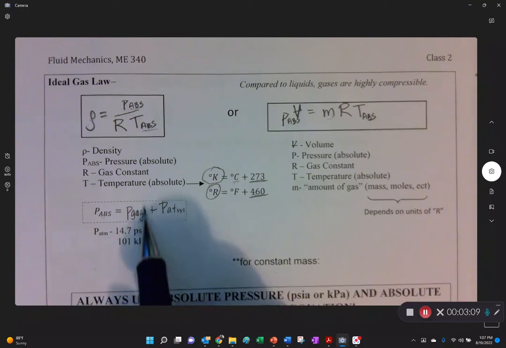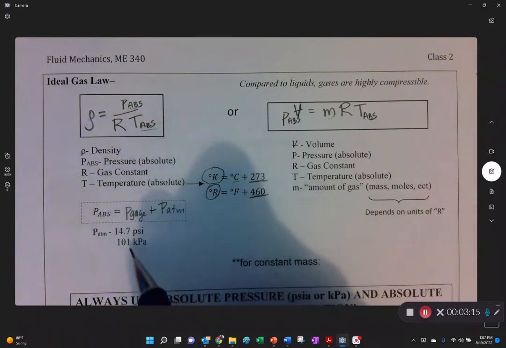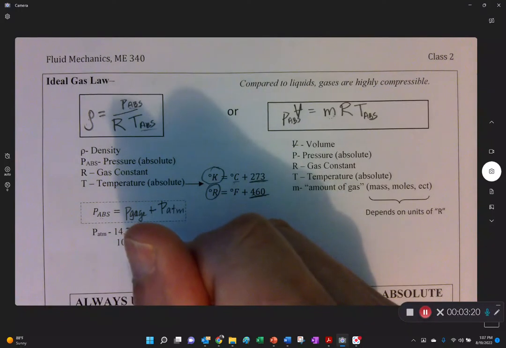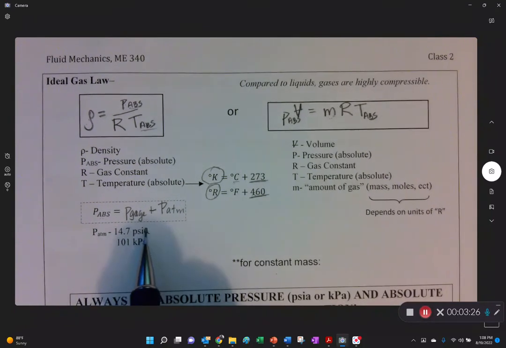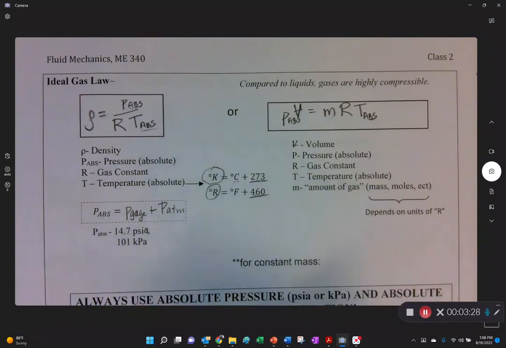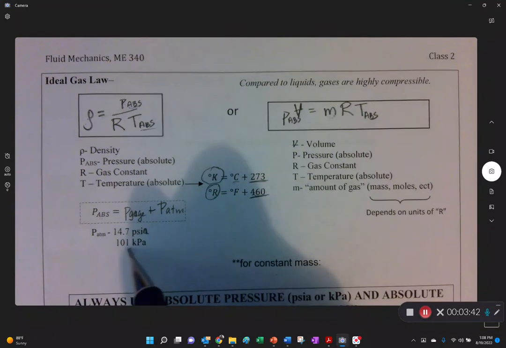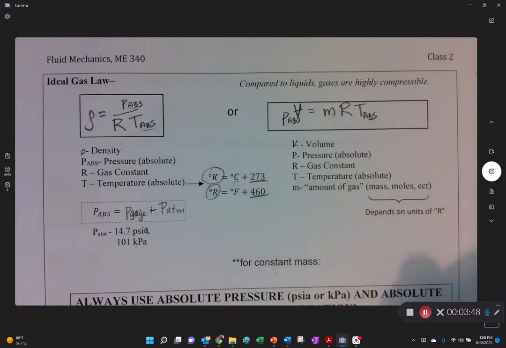So the gauge pressure, you always think about it as the pressure you read off of a gauge. Some people will call this PSIG, the gauge pressure, and then they'll call this PSIA. So remember that atmospheric pressure is 14.7 PSIA, absolute, as opposed to 0 PSIG, right? Gauges generally have 0 as atmospheric pressure. And it's 101, sometimes people say 101.4, but 101 kilopascals is going to be our standard.